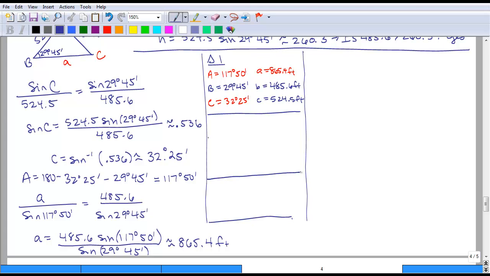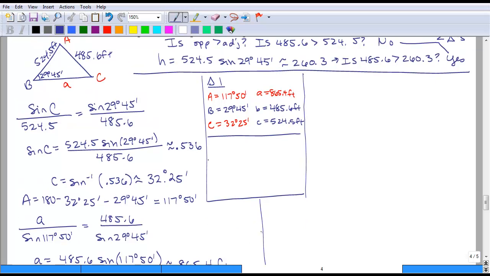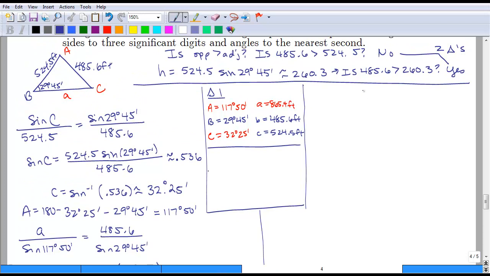I'll leave some room so we can fill in our information for our second triangle, and I will box this off so we can keep things separate. Now in this case, I'm going to draw this picture up here again at the top, but slightly different. I'm going to draw it with the obtuse angle down here, and I'm going to call this C2. This is still B. The angle up here is going to be A2 because it will be different. This side here, 524.5, is still the same. This length here for 485.6 is still the same, and then this A2 here is going to be different.